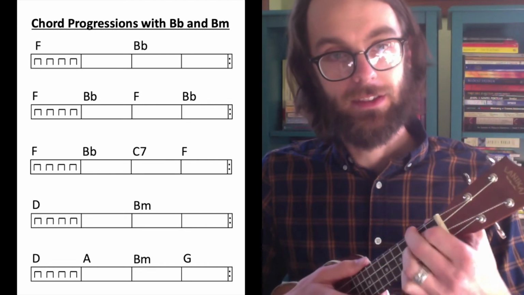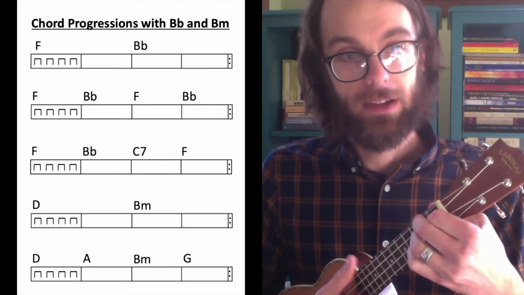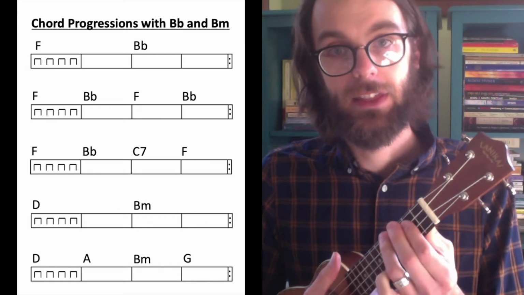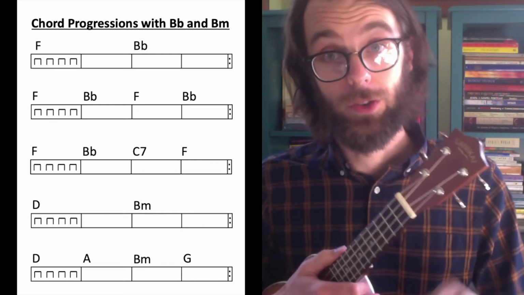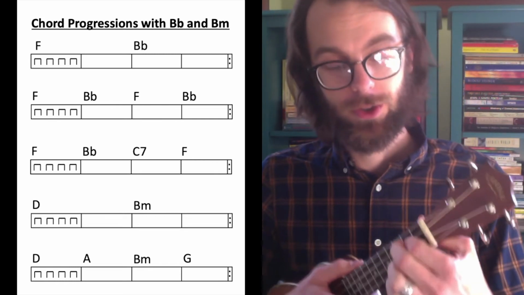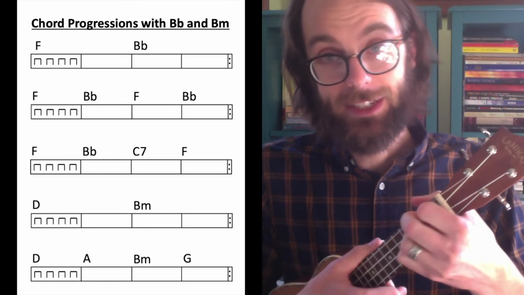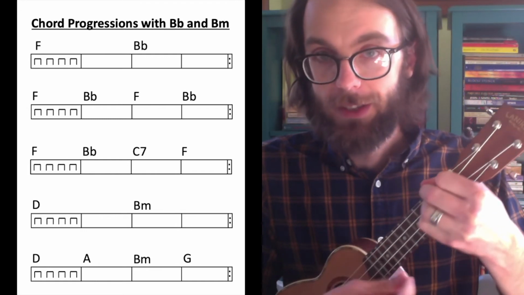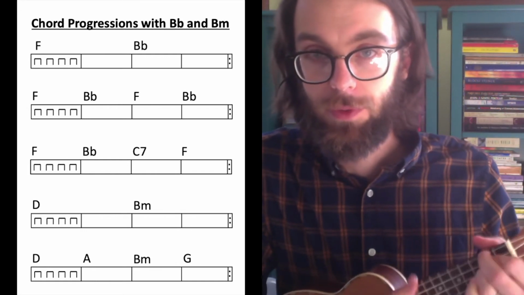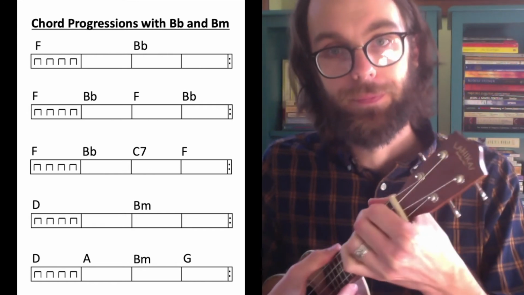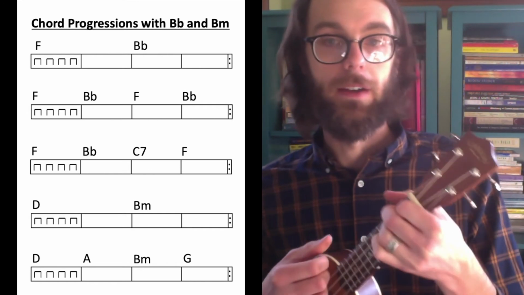First exercise is just going back and forth between the D and the B minor chord. It gives you a little space, 2 measures for each. Remember that D major chord is that cluster of 3 fingers on the 2nd fret.